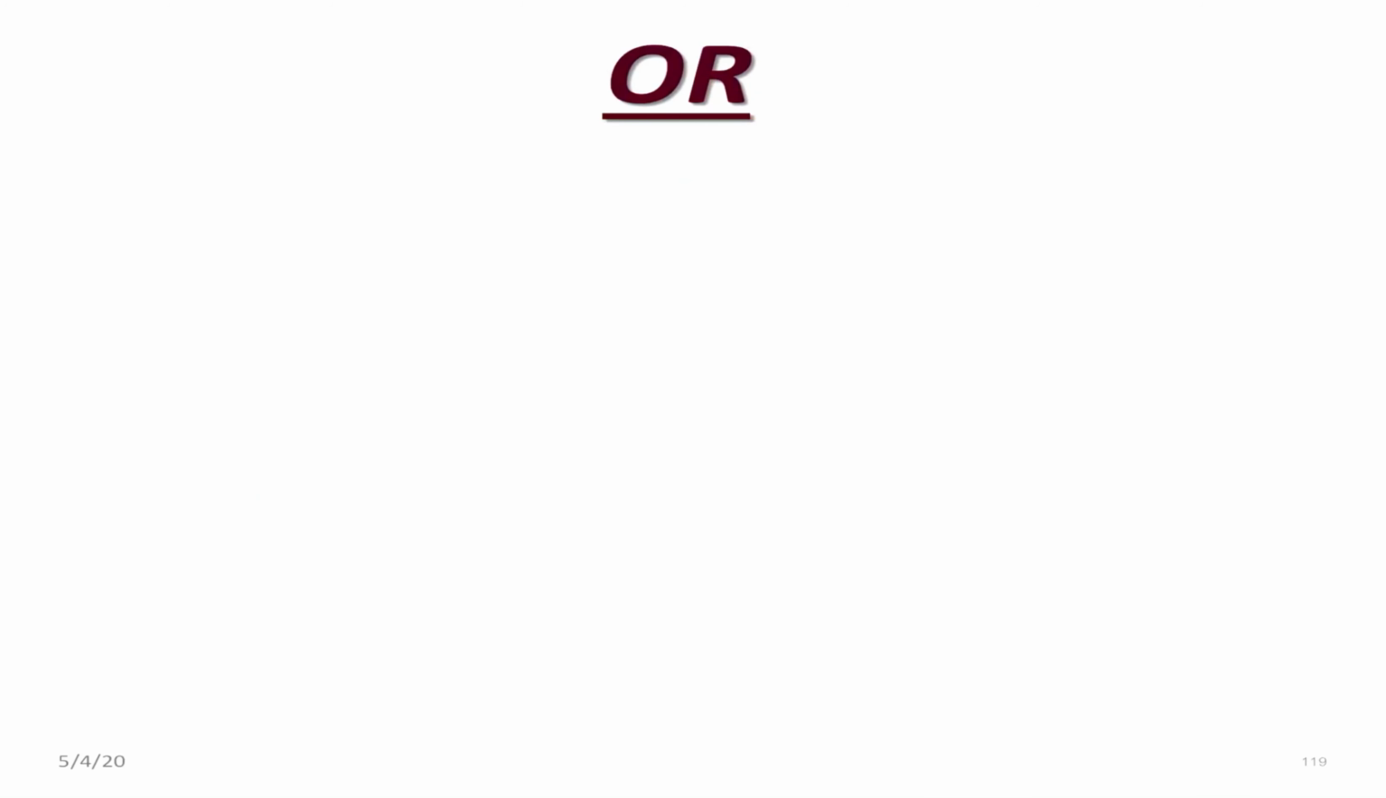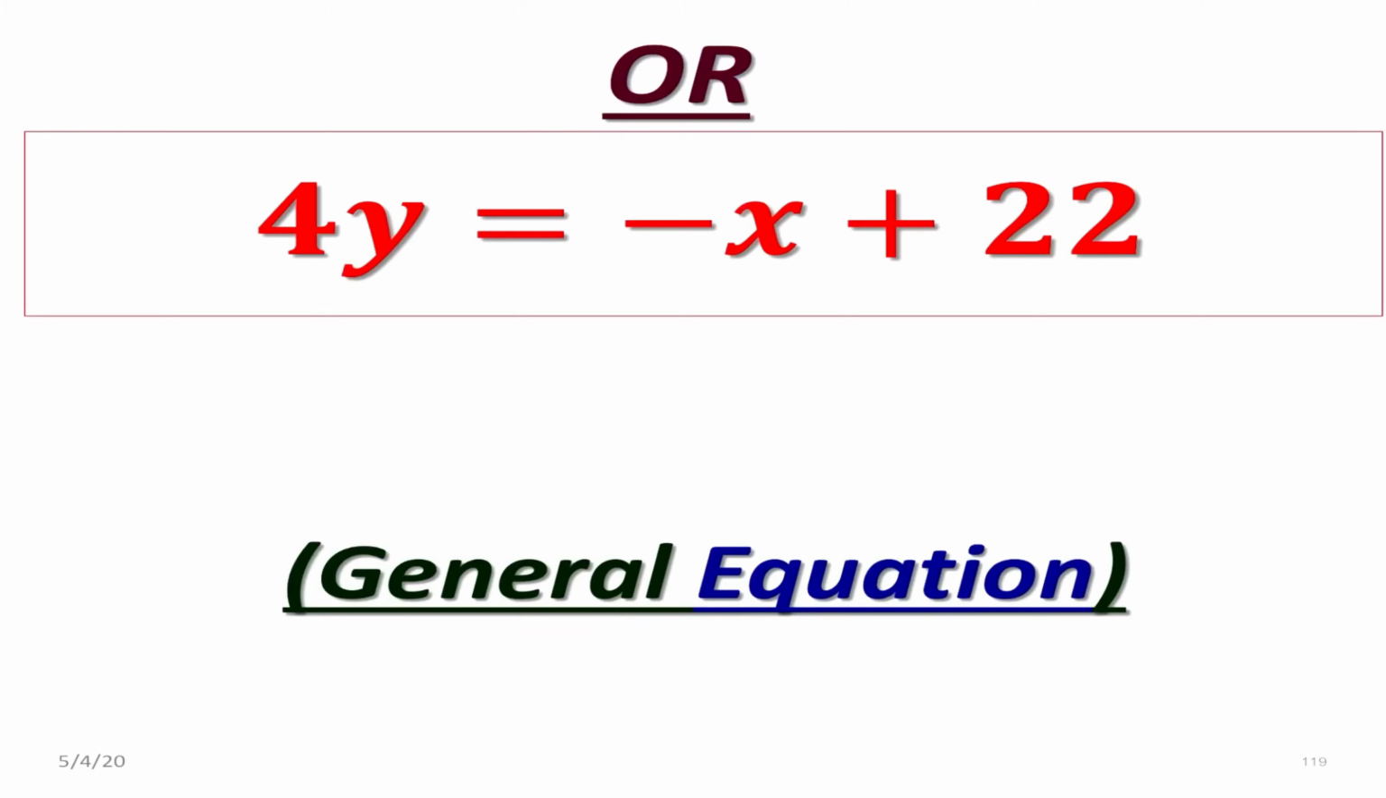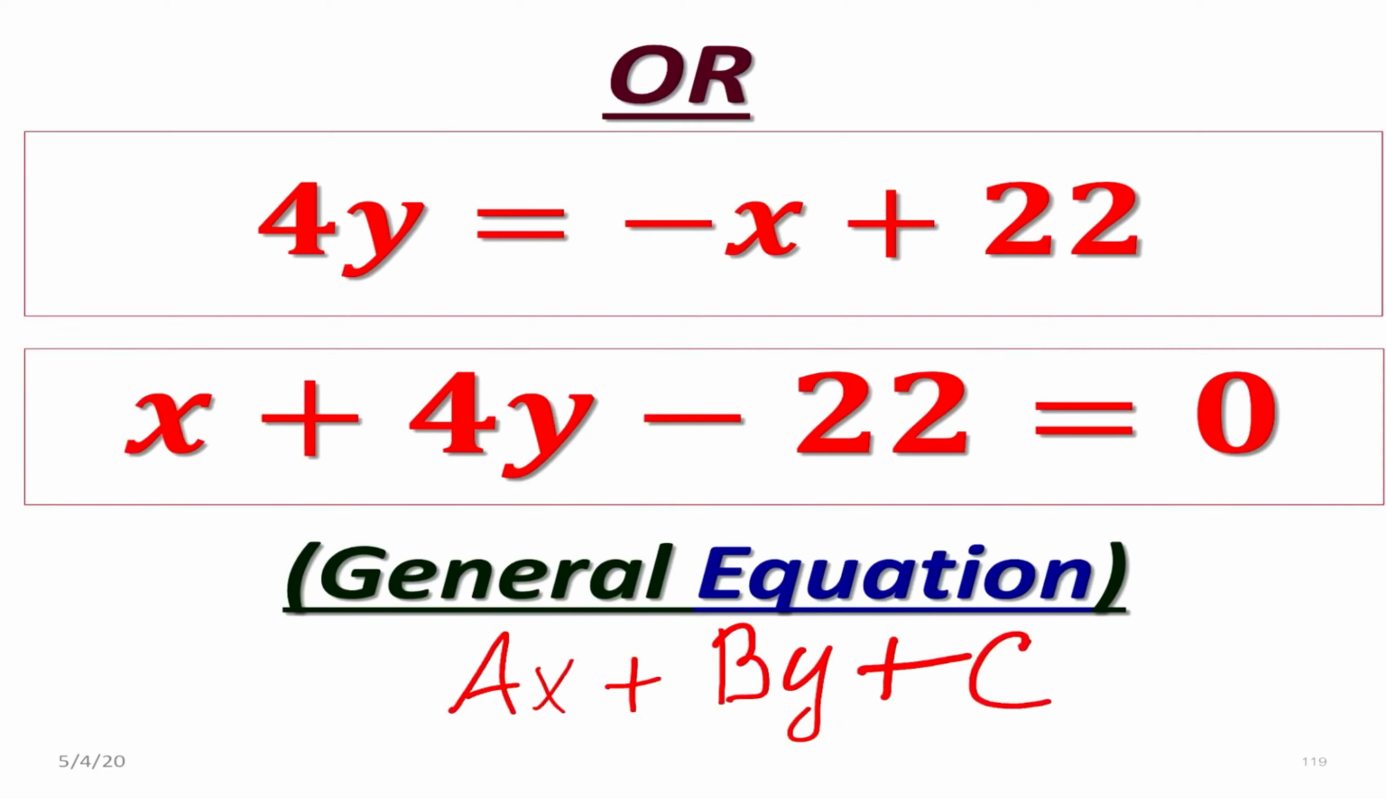slope-intercept form. Also, you can rearrange your equation into the general form if you don't want to have these fractions involved. So it's going to be x plus 4y minus 22 equals 0, and the general form for any straight line is ax plus by plus c equals 0, where a, b, and c are just constant numbers.